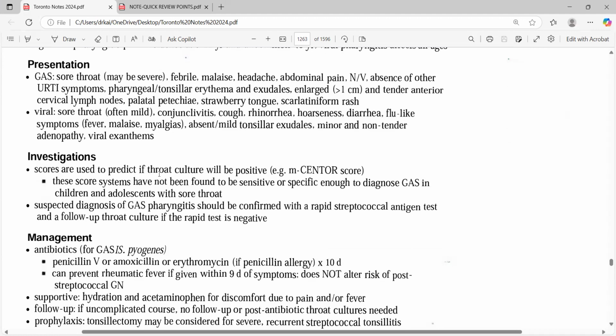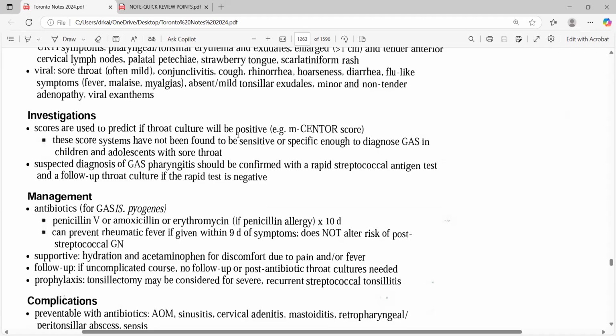Then scores are used to predict if the throat culture and sensitivity will be positive. And the Centor score, I mean, no one uses it, but still, yeah, you can go for this one. And those scores may not be found to be sensitive, so I don't know what's the point of doing it anyway. Suspected diagnosis of GAS can be confirmed with rapid streptococcal antigen testing, and we do it a lot, and follow up with throat culture if the rapid test is negative. So even if the rapid test comes out negative, you can always send for throat culture.